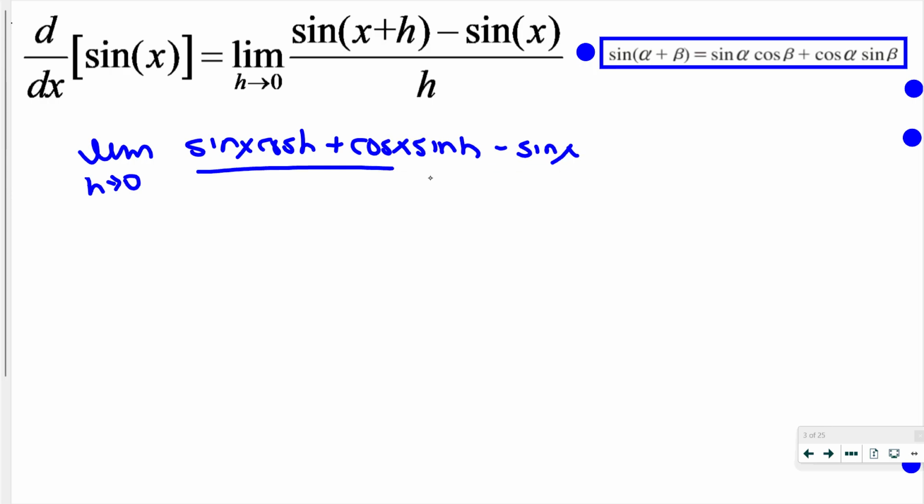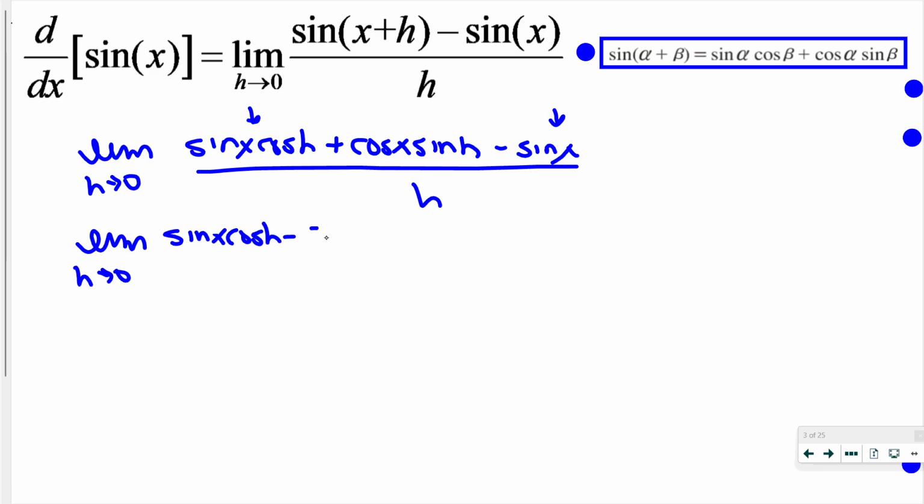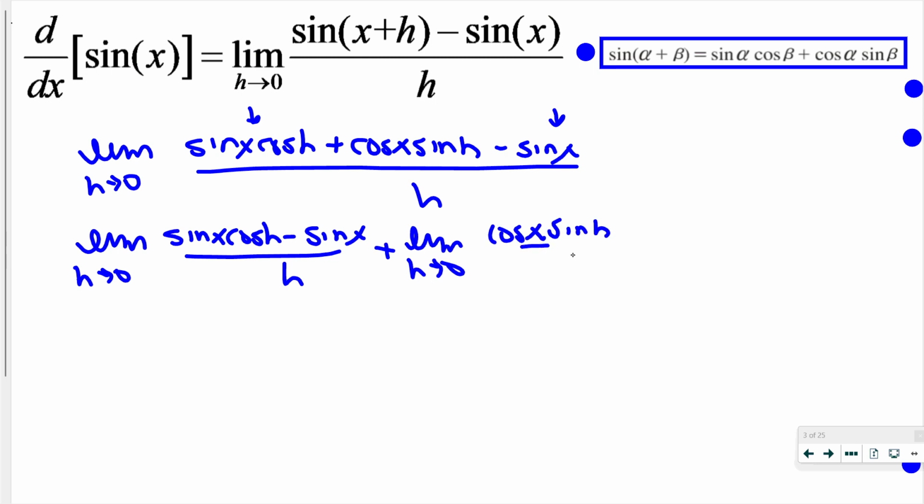x all over h. Okay, so what I notice is, this has a sine x and this has a sine x. So I'm going to rearrange it using my properties of limits and write it like this. The limit as h approaches 0 of sine x cos h minus sine x over h plus the limit as h approaches 0 of cos x sine h all over h. So I just rewrote that using fractions and also the properties of limits.